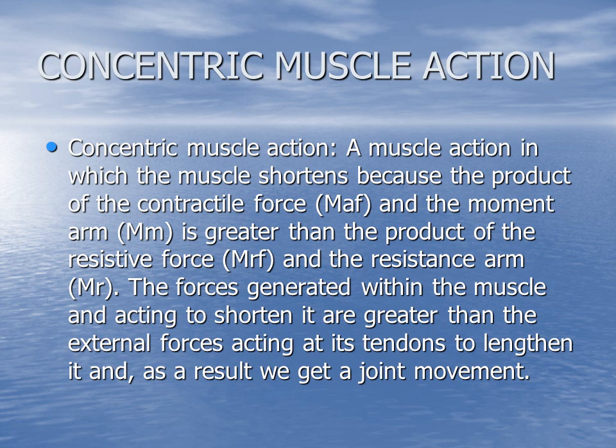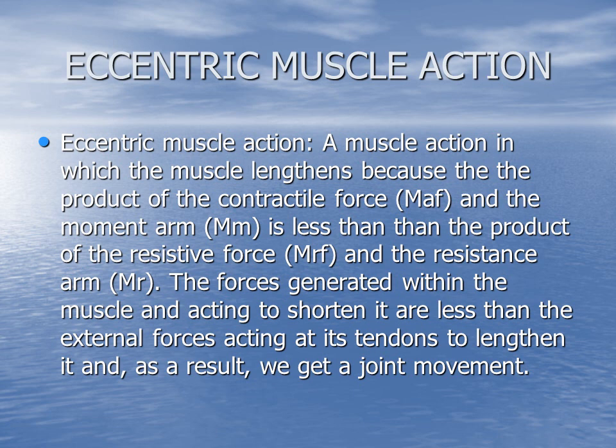Okay, did you get that? Okay, let me say that again. With a concentric muscle action, the forces generated within the muscle that are acting to shorten the muscle are greater than the external forces acting at its tendon to lengthen it, and as a result, we get a joint movement. And this is representative of most typical type of movements. When we lift objects or when we move our extremities, we're employing concentric muscle actions.